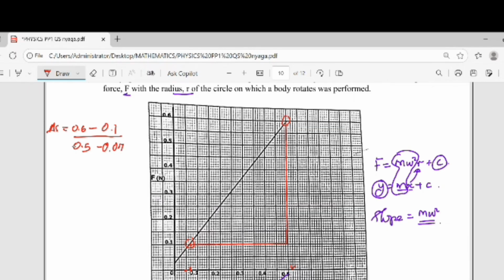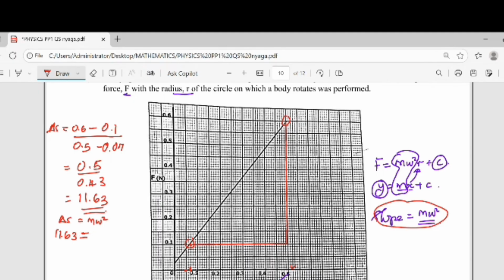So this will lead us to 0.5 divided by 0.43, giving us 11.63. Then remember, from this formula we say that our slope is supposed to give us m omega squared. Therefore our slope, which is 11.63, shall be equivalent to, let me just write here, slope is equals to m omega squared.